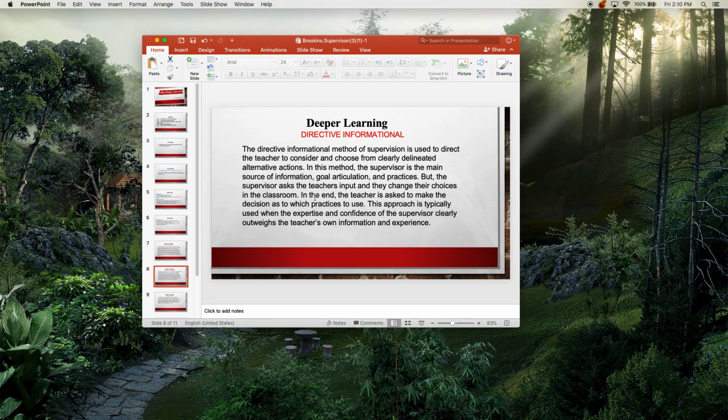It says in this method, the supervisor is the main source of information. We're going to always point back to an expected outcome or a goal. And the supervisor, I'm asking the teacher for input, but as I ask for that input, I'm really guiding where I want them to go in their responses. In the end, the teacher is asked to make the decision as to which practice they actually want to use.